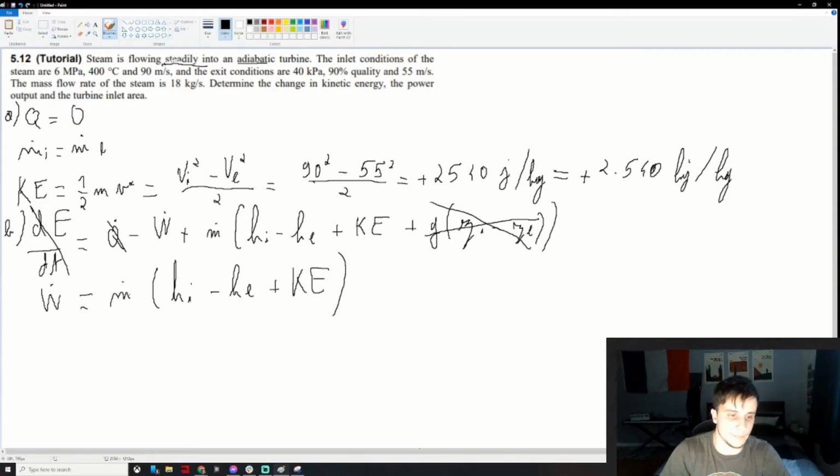Now, what do we not know? We know m dot. Big W dot is what we're trying to find. Specific enthalpy at the inlet and exit, we don't know, and we're going to have to find that. And then kinetic energy, well, we just found it. That was the first question.